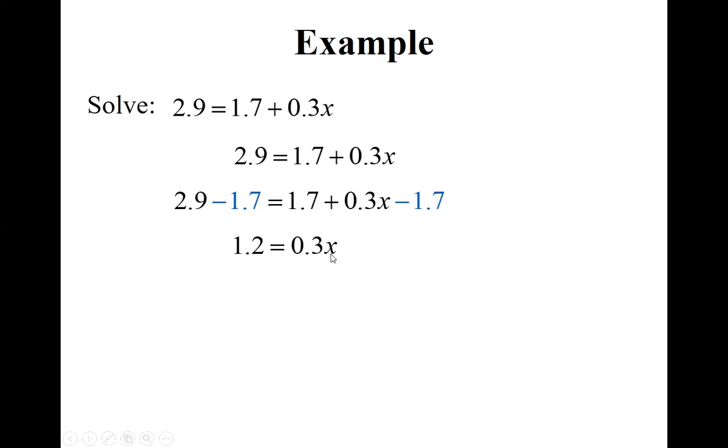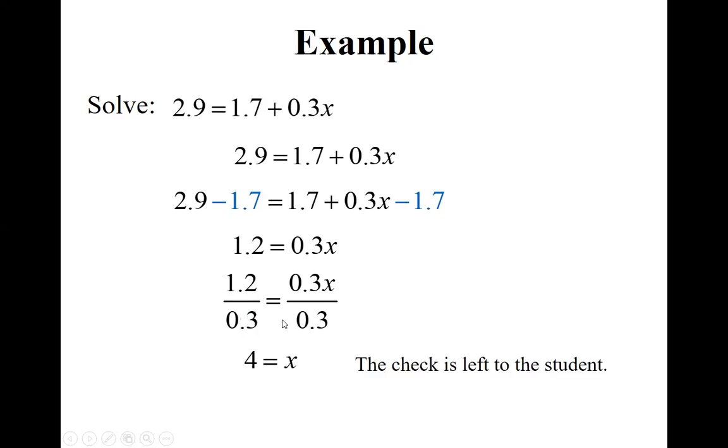Now we can get the x by itself by undoing multiplying by 0.3. That's dividing by 0.3 on both sides. So 1.2 divided by 0.3. We can't divide by 0.3, but we can divide by 3. Move the decimal point 1 to the right. Whatever we do on the bottom, we have to do on top. So 1 to the right there makes this 12 divided by 3, which is 4. x equals 4. And once again, I leave the check to you.